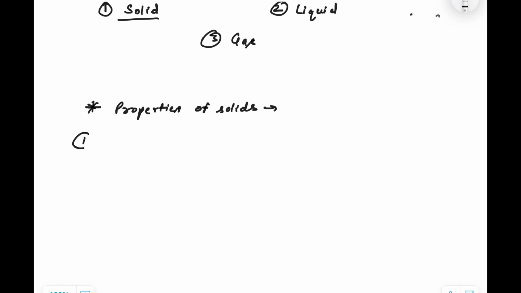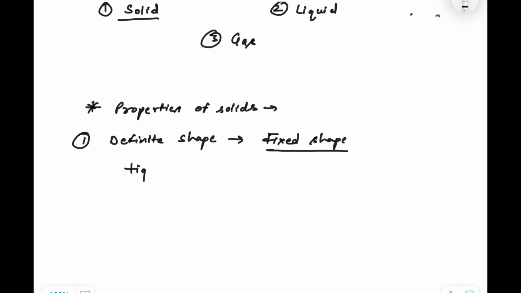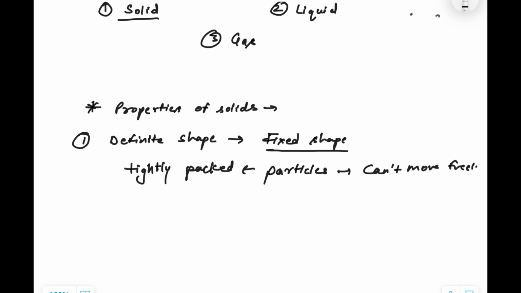So the first property of solids is they have a definite shape. It means solids have a fixed shape that does not change on its own. What is the reason behind their fixed shape? Particles of solids are tightly packed, and these particles can't move freely, and they only vibrate at their fixed positions.